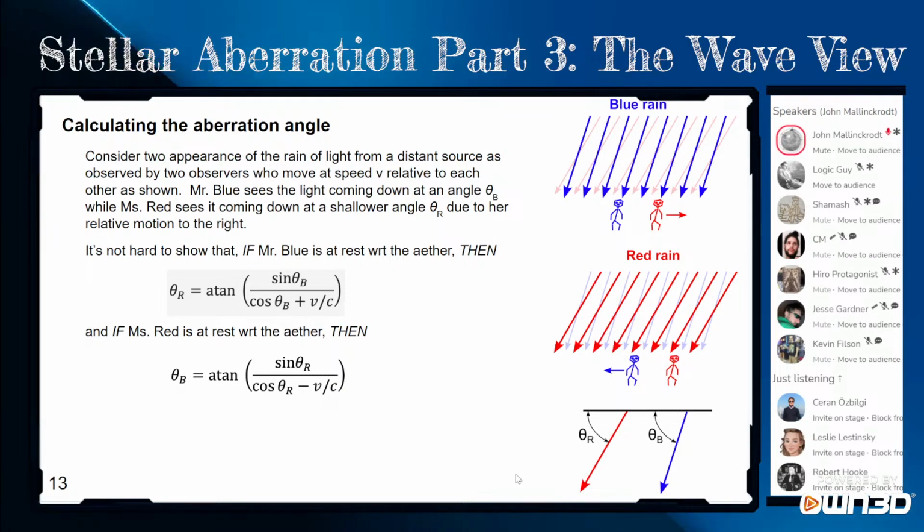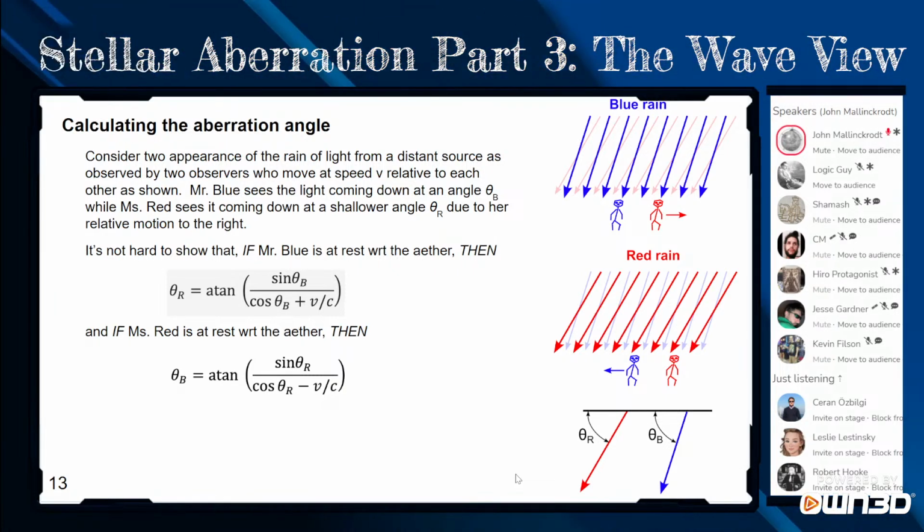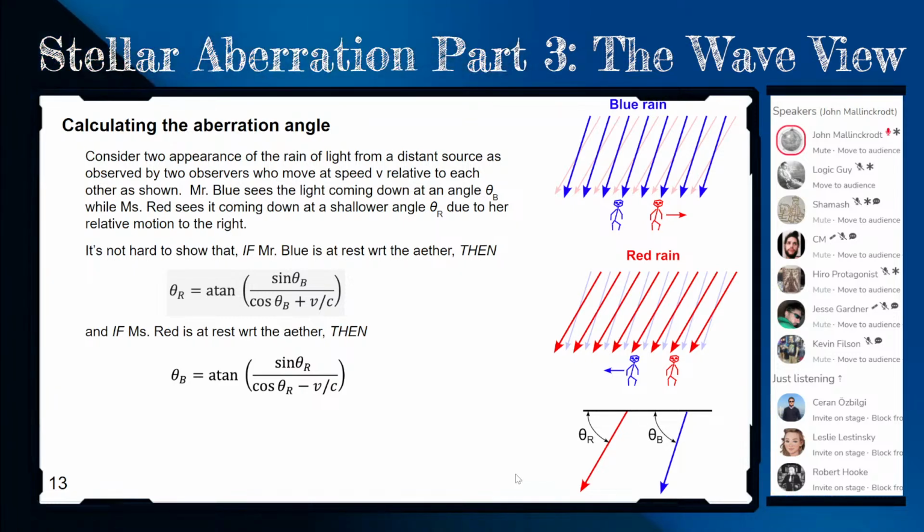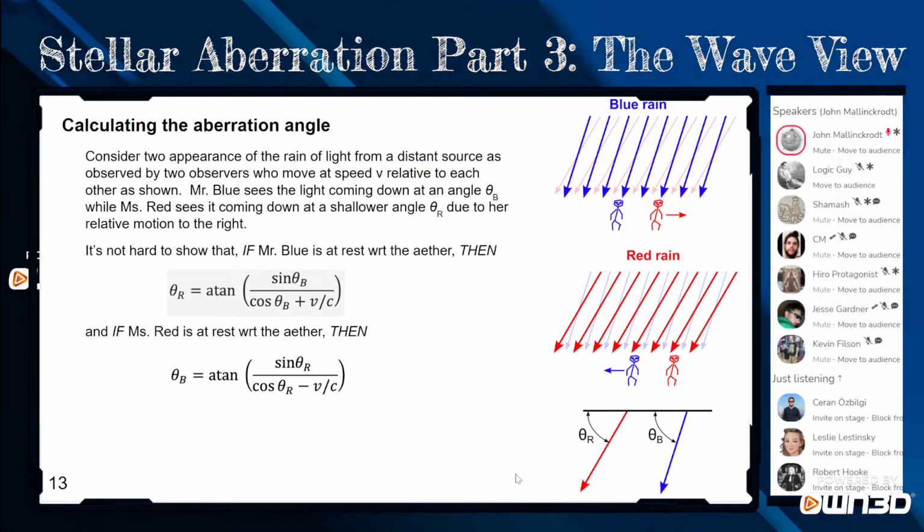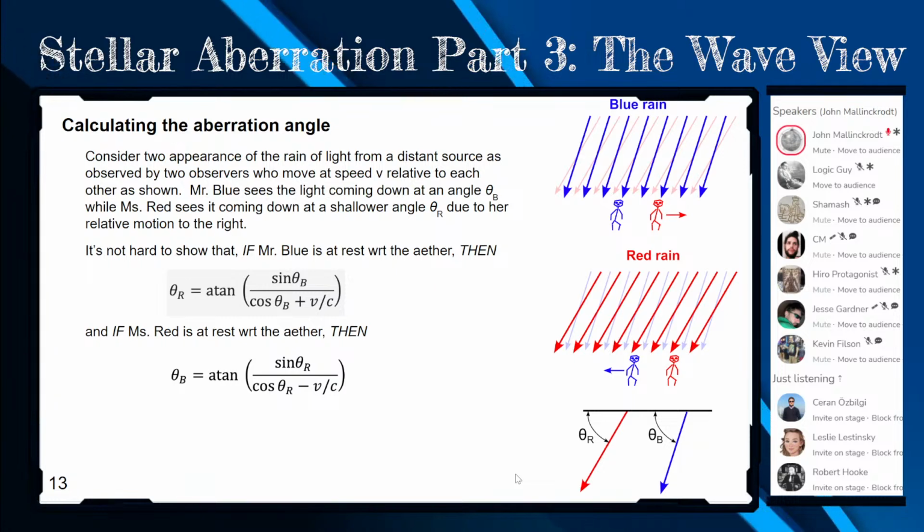formula to calculate. The red guy who is not in the ether, right? It's the blue guy that's in the ether, then the red guy will see that angle. But if it's Ms. Red who's at rest with respect to the ether, then we can calculate the angle that the blue guy will see. And you see it's almost exactly the same. The only difference is that I subtract v over c in the denominator rather than adding it.